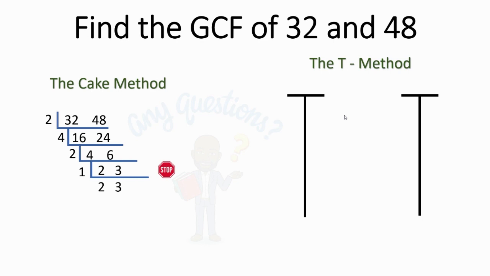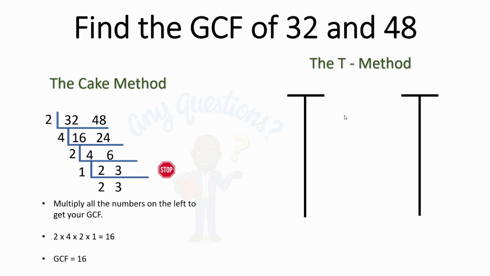Now, the next thing we need to do is follow these steps. After you've completed your upside down cake, you have to multiply all the numbers on the left to get your GCF. When I'm talking about all the numbers, I'm talking about the 2, the 4, the 2, and the 1. 2 times 4 is 8. 8 times 2 will give you 16. And 16 times 1 is what? That's right, 16. So therefore, the GCF is 16.